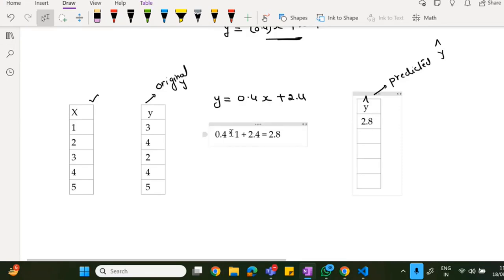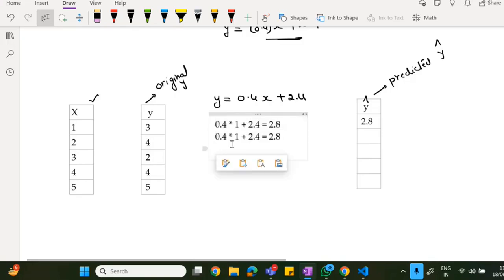Now let's go with the 2 over here. I'm going to make x 2. With this, I will put down over here 3.2. Actually, I was supposed to get 4. Here I got 3.2. That is, there is an error of 0.8.